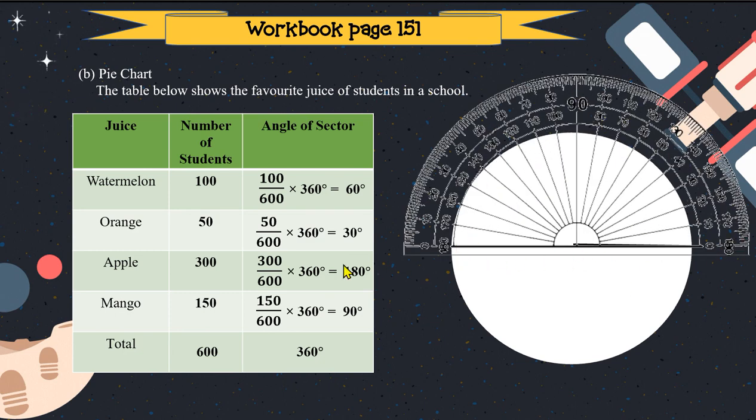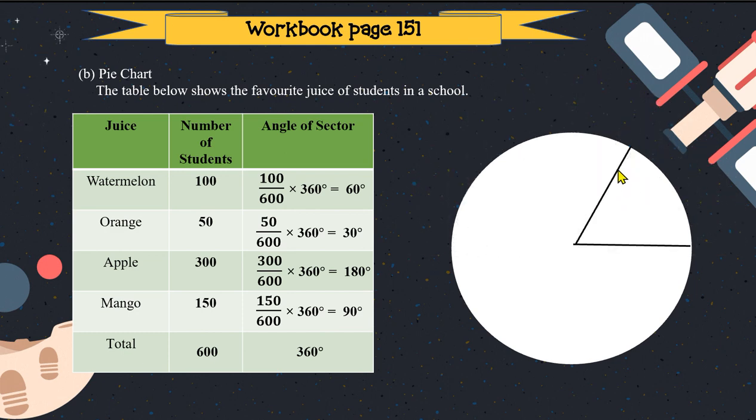Why? Because we want to find the angle for the first one, which is watermelon. So the angle is 60. So you find that 60 is here. Okay, so you can draw this, this is the 60 degrees. Then you denote this one 60 degrees. And then you write down this is the watermelon. Now you get the first sector.